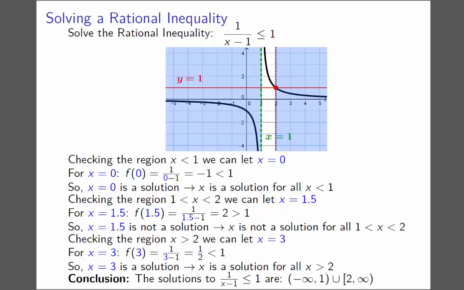So we can conclude that the solutions to 1 over x minus 1 less than or equal to 1 are all the points from negative infinity to 1, along with all the values from 2 off to infinity. Notice here that 1 is not included in our solution set, because our inequality is undefined at x equals 1, since the denominator is 0.